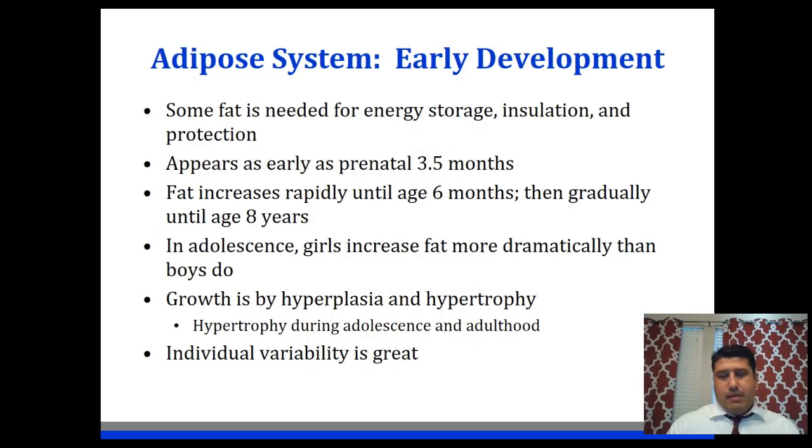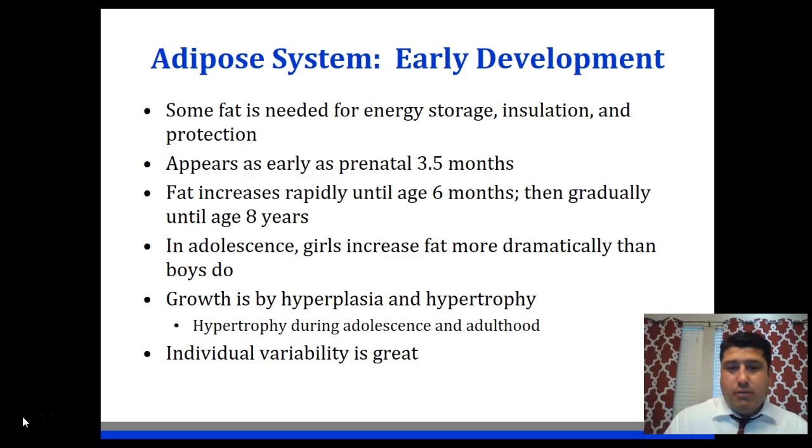Okay, so another system that will affect physical movement is the, well, it says here the adipose system, but really it's adipose tissue. Now, we've grown up thinking that fat is bad for us, and for the most part it is, but there is some that is needed. We do need some fat in our body for energy storage, insulation, and protection of our vital organs.